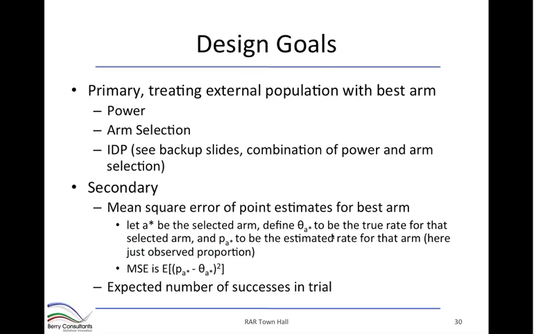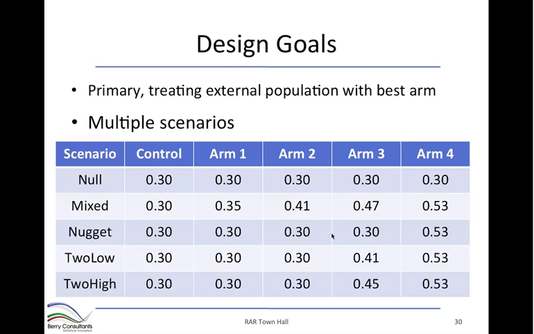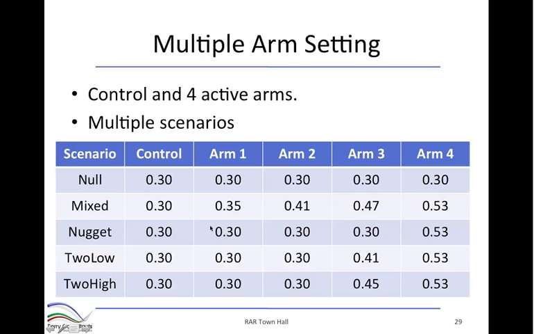You'll see in my slides, I have this thing called IDP. It's defined in the back. I'm not going to spend a lot of time on it. We call it the ideal design percentage. In the absolute best case scenario, going back to the Nugget scenario, you can raise the standard of care from 30%, and you could choose arm 4 and raise it to 53%. So before the trial, people are treated at a 30% success rate. After the trial, if you do everything perfectly, they're treated at 53%.